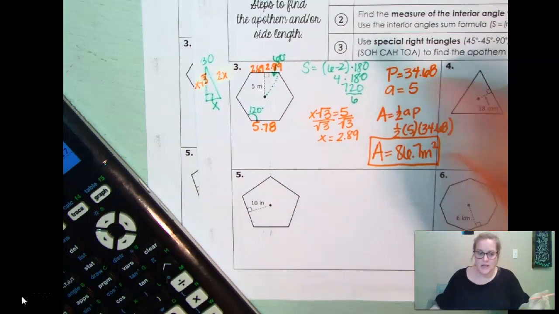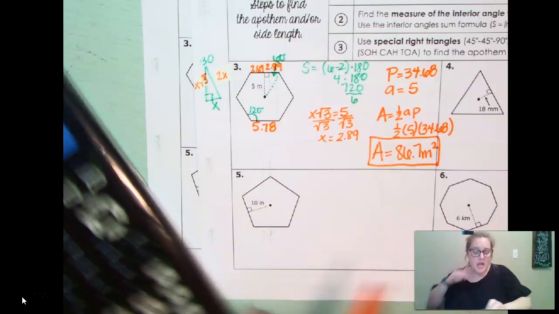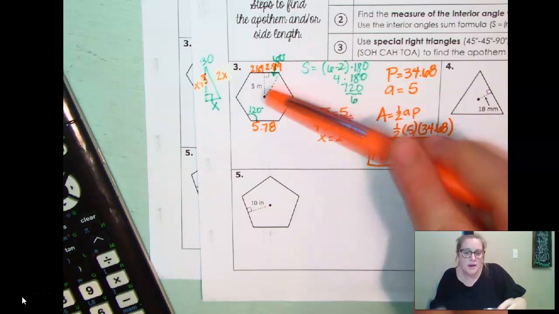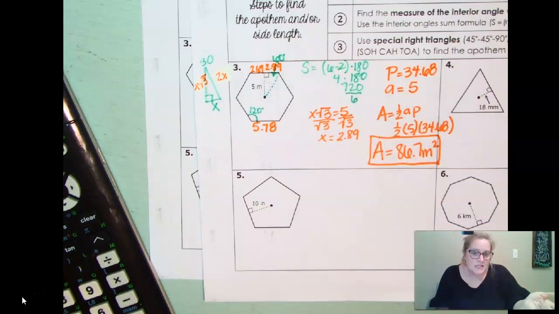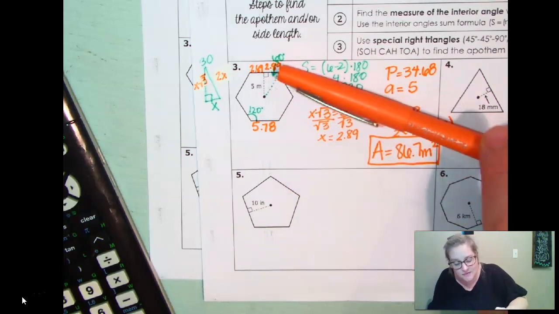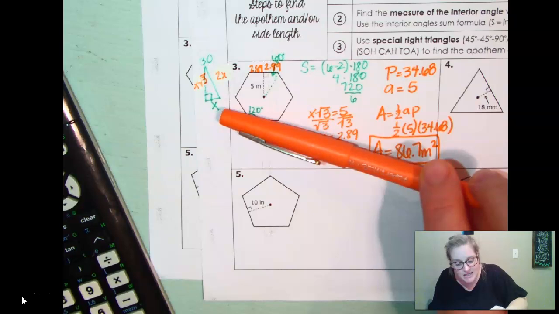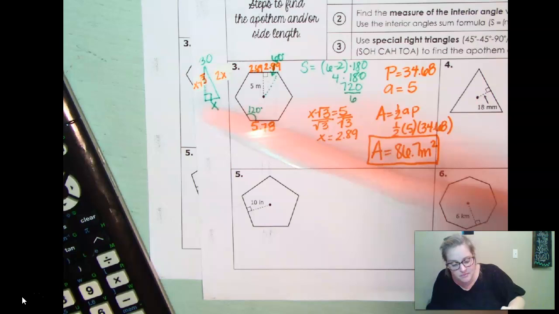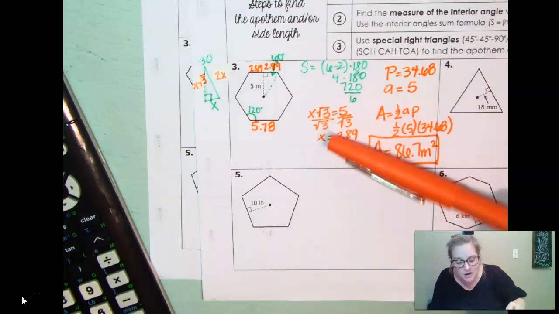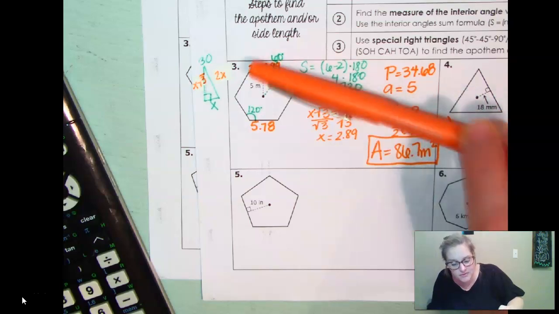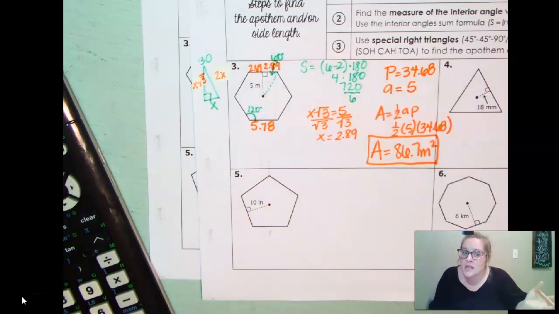So, recap what I just did because I'm about to go to the next type. If you don't have the other information, I didn't even need the radius. I didn't find it. It wasn't important to me. All I needed was the x of this. So I used my 30, 60, 90. 5 was the leg. The leg is x square root of 3. I divided by the square root of 3 to get x by itself. X is the short leg. So I put it there, doubled it. That gave me 5.78. Then I was able to find the perimeter, work the problem out.